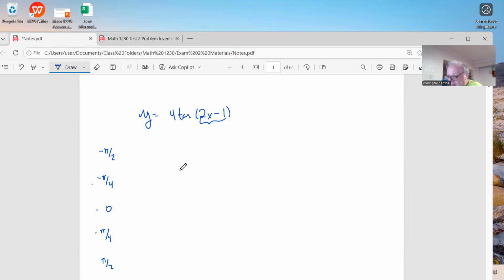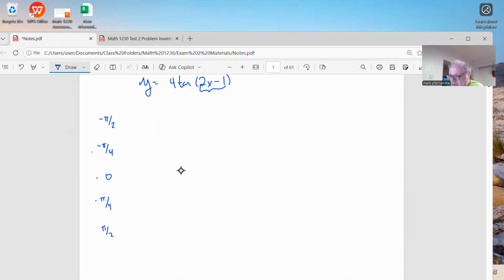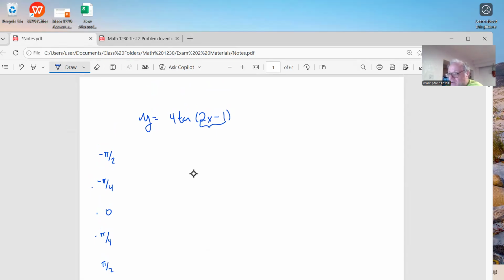The way I like to do this is to just go down the list and deal with it. You can do these in any order you like. Maybe you want to start with 0 because those typically are easier to solve. But I'm just going to solve these in order, going down the list. So I'm going to say, what does x have to be so that 2x minus 1 is equal to negative pi over 2? That's what we have to figure out.